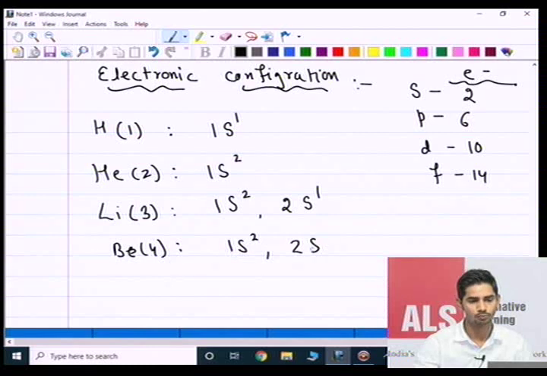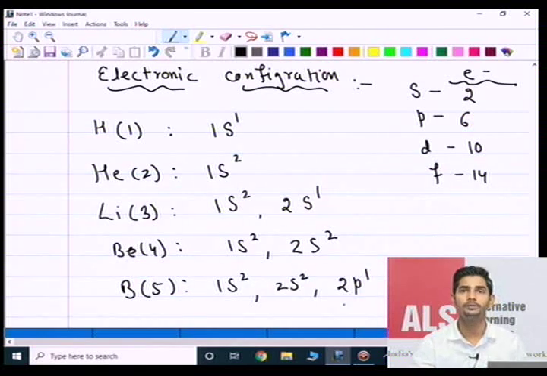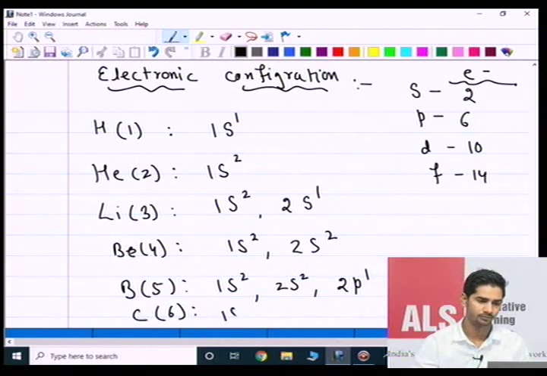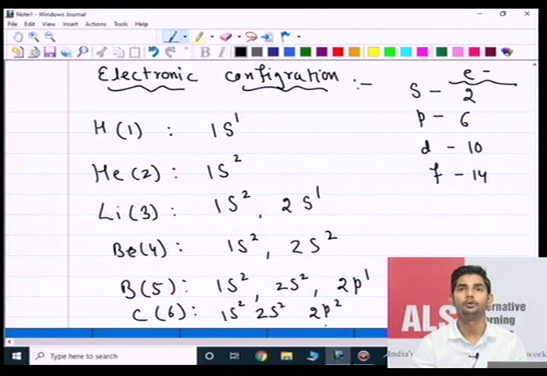Beryllium, 4: 1s2, 2s2. Boron, 5: 1s2, 2s2, 2p1. Carbon, 6: 1s2, 2s2, 2p2.